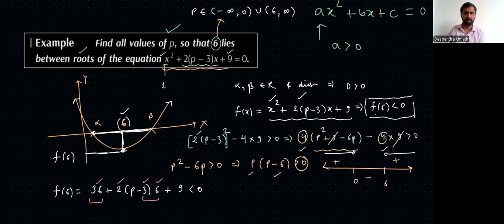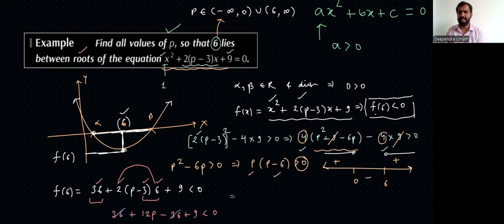See, I had a 36 here. Then 6 into 2 is 12. 12 into p is 12p. So I wrote it as 2p mistakenly. Now this is minus 36 plus 9 should be negative. I hope you're getting it now. I hope there's no confusion so far on this. Now, see, here, this 36 gets cancelled by this 36. So you are getting 12p less than 9.